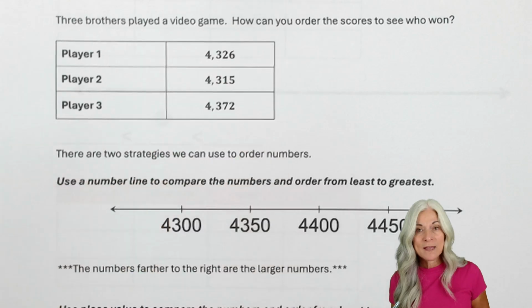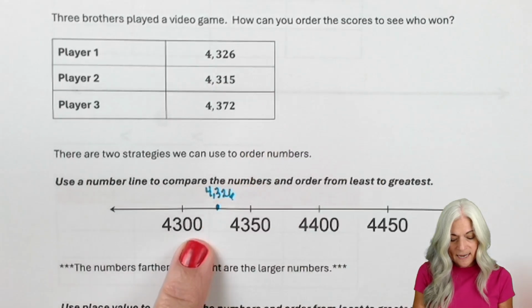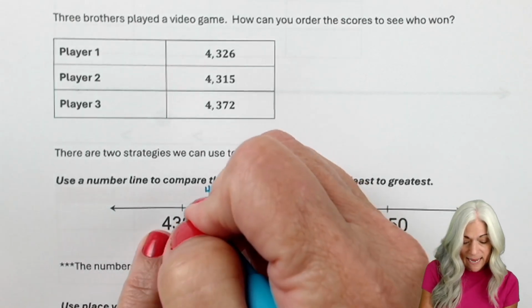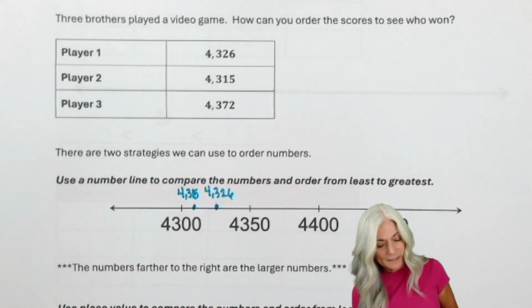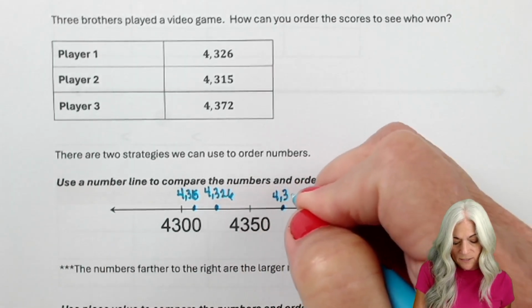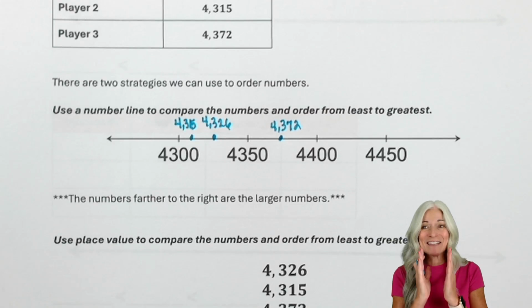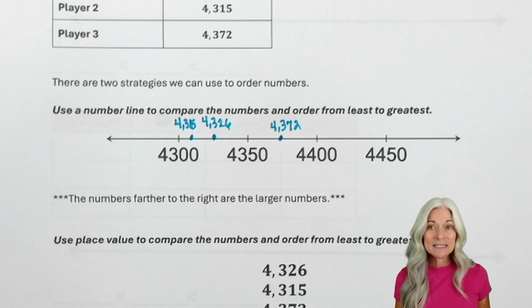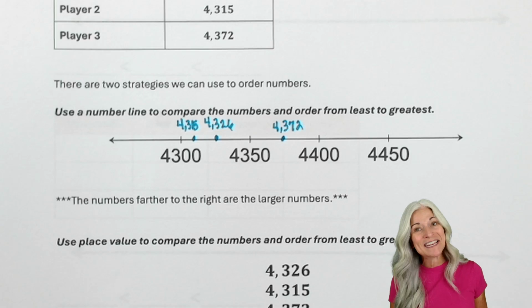So with this one, we could put 4,326. It's going to go right here, about halfway in between. And then 4,315. All right, well, that's going to go here to the left of 4,326. And then, of course, 4,372, a little bit less than halfway in between 4,350 and 4,400. Okay, we know continuing to stress with students on the number line is going to help build such a strong foundation for their future, if we spend a good amount of time on the number line and having them reinforce that when the numbers go to the right, the numbers get larger.